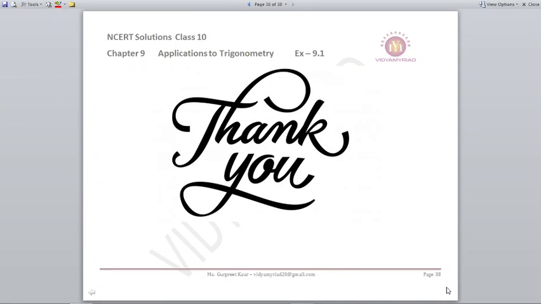That's all for this exercise, children. There is only one exercise in this chapter, that is applications to trigonometry, but for doing this you need to be very sure of the values which we have done in the previous chapter. Please go through those videos, see the trick how we can find out if in case you forget it. Please do lots of practice. This is a very easy and scoring chapter, you can easily get full marks in this.